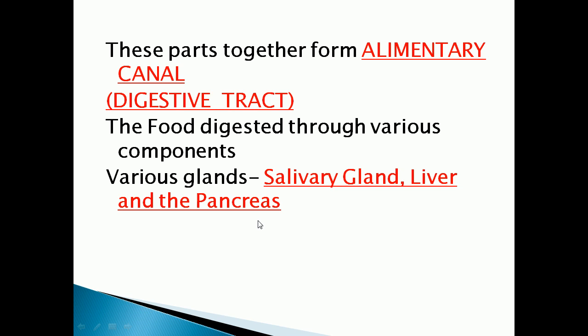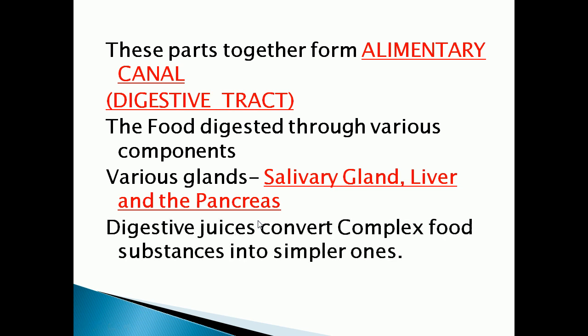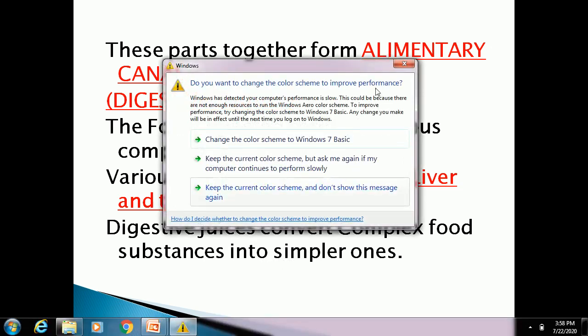So what is the function of these glands? They will secrete the digestive juices and convert the complex food substances into simpler ones. This is the function of what? Glands present in the intestine. So along with the inner wall of the stomach and small intestine, various glands associated with the alimentary canal, such as salivary glands, liver and pancreas, will secrete digestive juices which will convert the complex food substance into simpler ones. Understood, children?